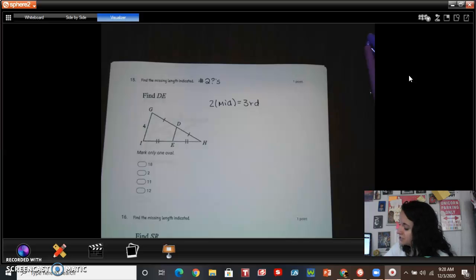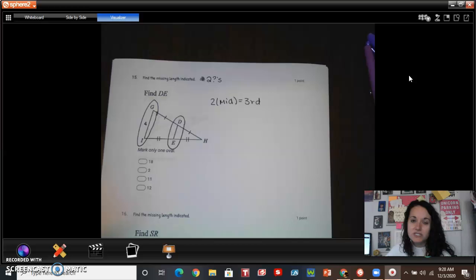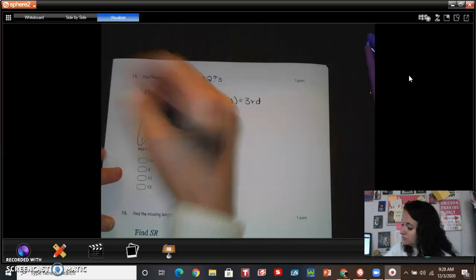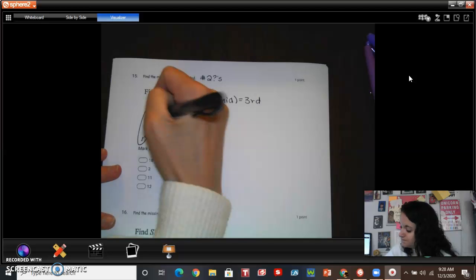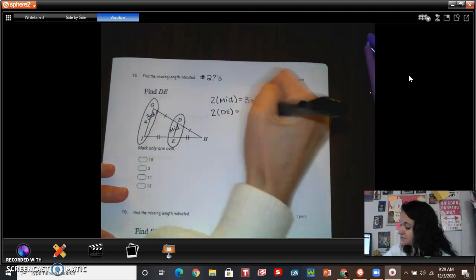So DE equals 4, and then we just solve for DE by dividing by 2, and we get our answer is 2. So on problems like these, you're either going to divide by 2 or multiply by 2 in the simplest way, okay? You have 2 questions like that on your exam.